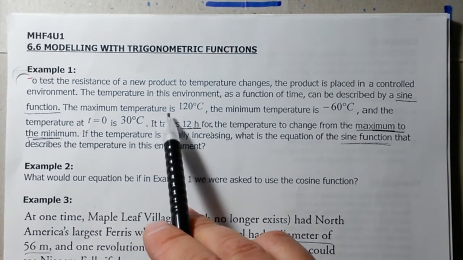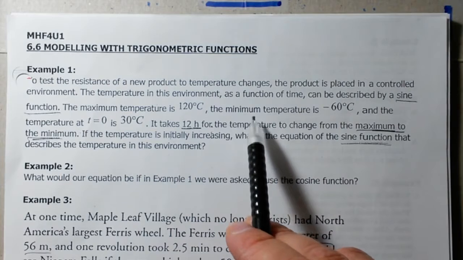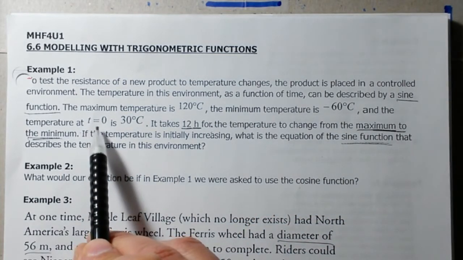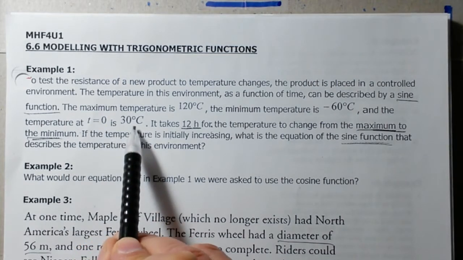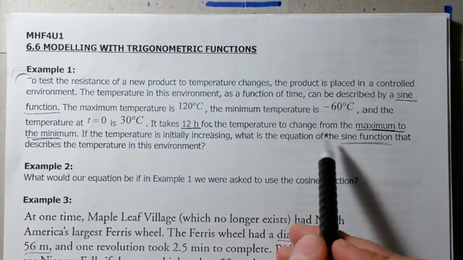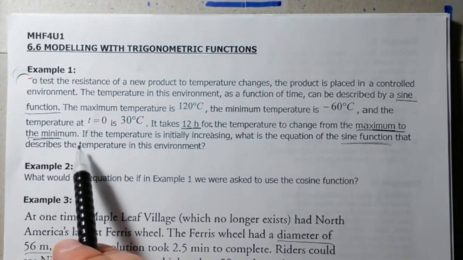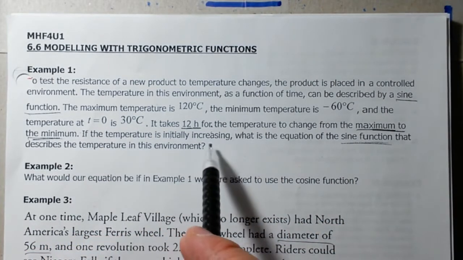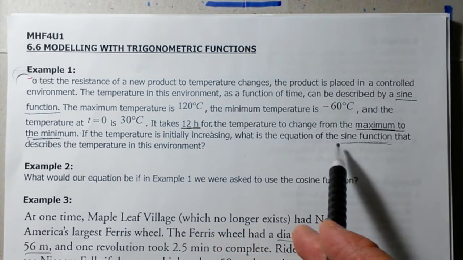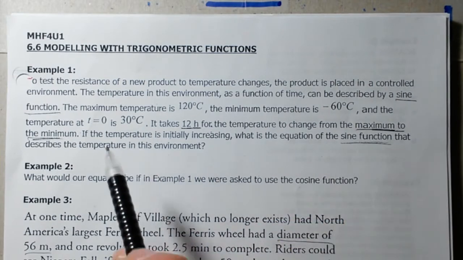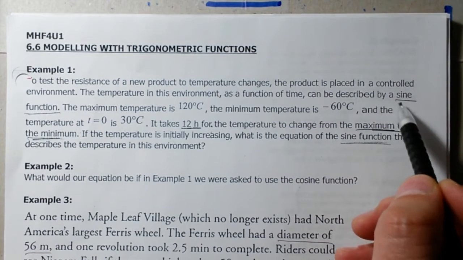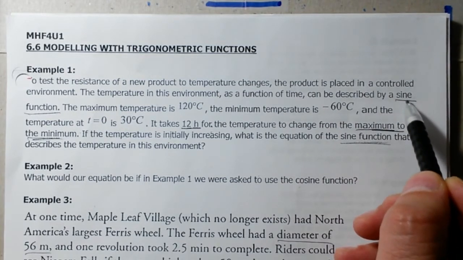The maximum temperature is 120 Celsius, the minimum temperature is -60 Celsius, and the temperature at t equals 0 is 30 Celsius. It takes 12 hours for the temperature to change from the maximum to the minimum. If the temperature is initially increasing, what is the equation of the sine function that describes the temperature in this environment?